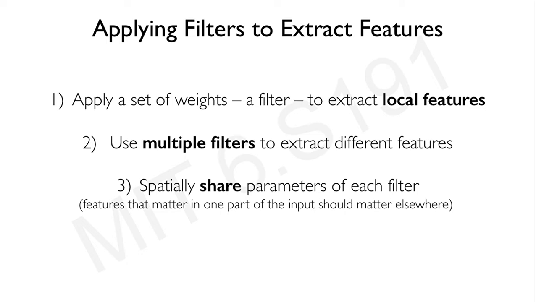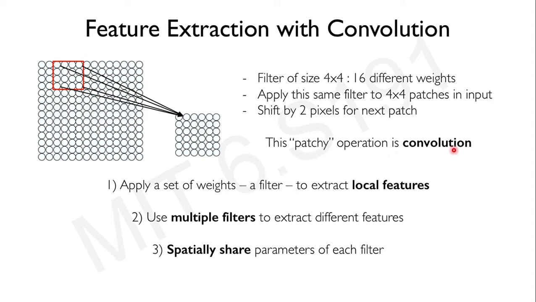In practice, this amounts to this patchy operation called convolution. And if we think about this at a high level, suppose that we have a 4x4 filter, which means we have 16 different weights. And we're going to apply this same filter to 4x4 patches in the input and use the result of that filter operation to define the state of the neuron that this patch is connected to. Then we're going to shift our filter over by a certain width, like 2 pixels, grab the next patch and apply that filtering operation again.